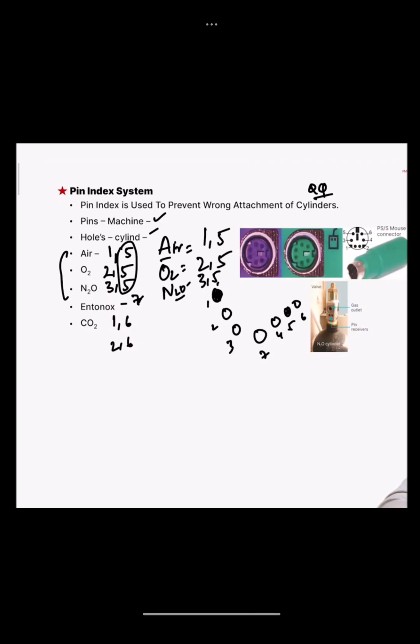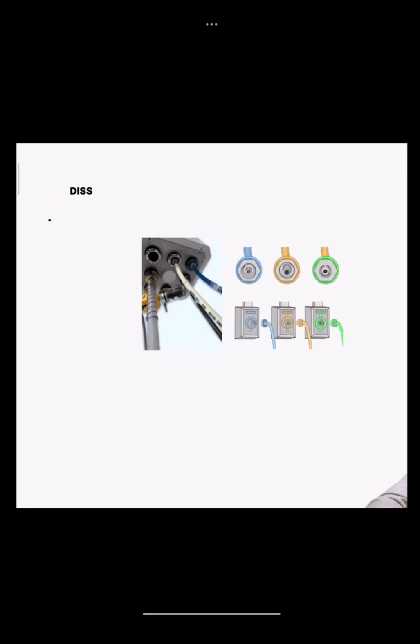Carbon dioxide, we have to remember it's 1,6 or 2,6. Okay, so that is the pin index system. Other is the diameter index safety system. Just now I told you, the central supply of gases will be coming with pipelines, and for this pipeline attachment, a safety system is integrated, which is called the diameter index safety system.